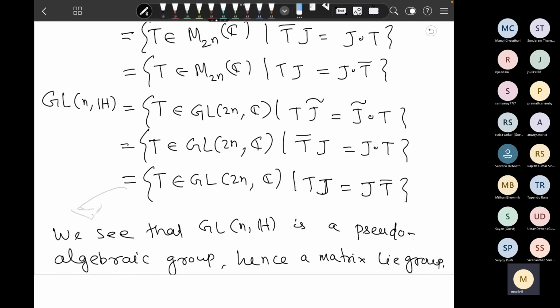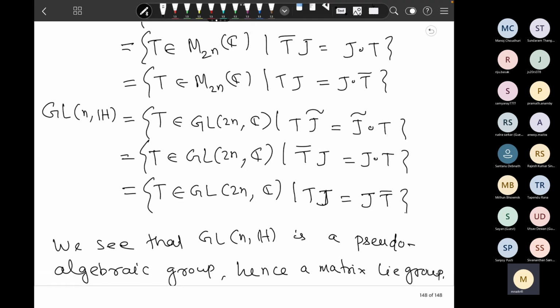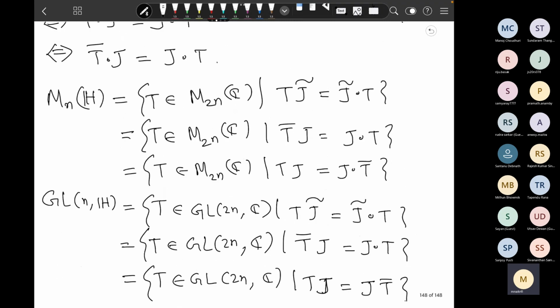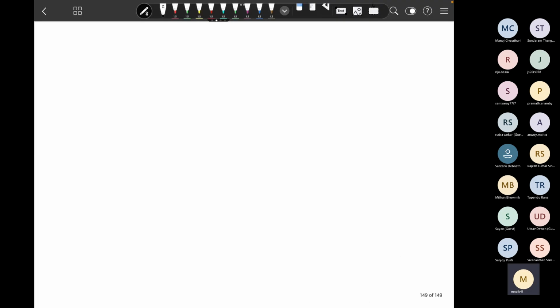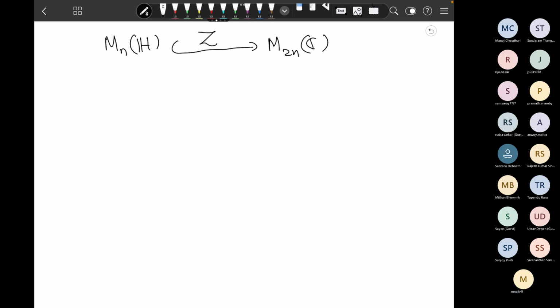Okay, so now we want to see the embedding. We have an embedding from MNH to M2NC, and I also write this embedding as Z. So I want to look at what the embedding is here.